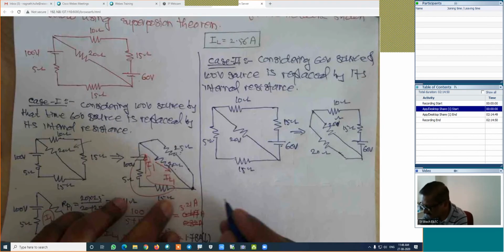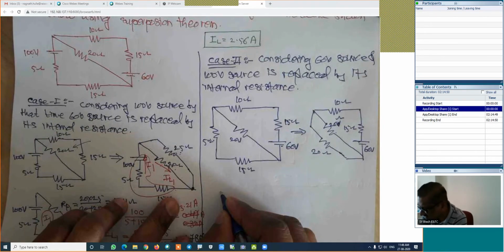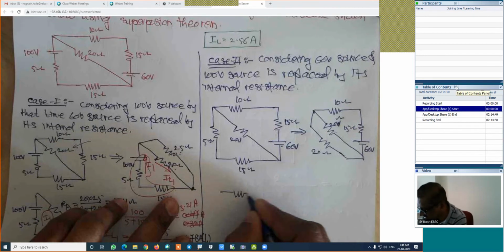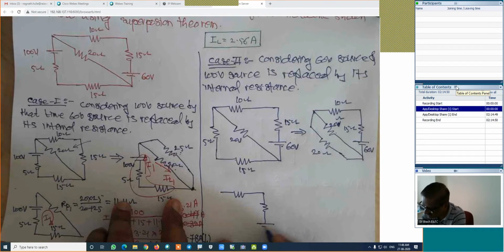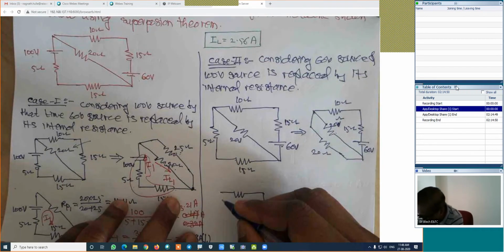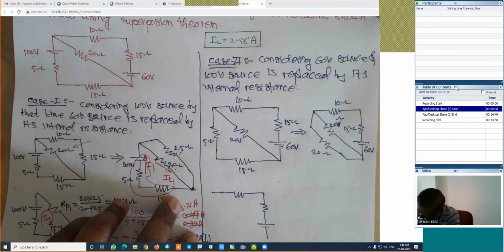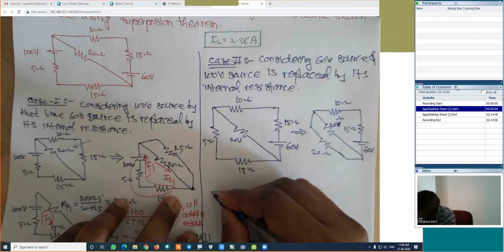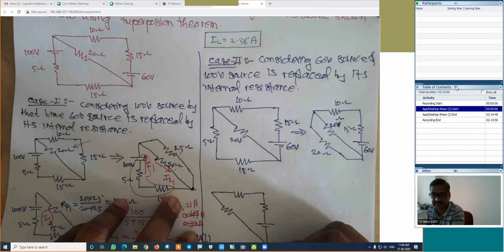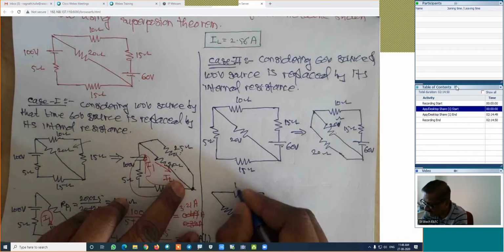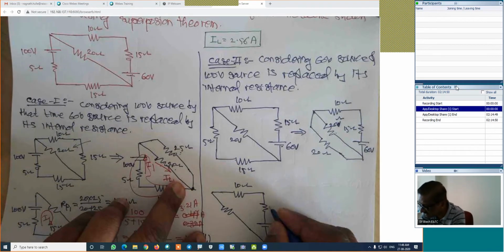How is the next figure? Next figure will be something like this. Try to reduce this figure. Figure का reduction आ गया, तो ये theorem complicated नहीं है. Is it right? It will be something like this. It is 10 ohm. This is 15 ohm.